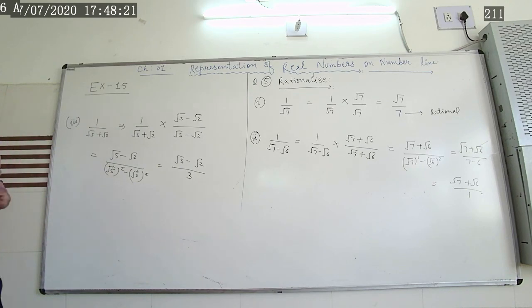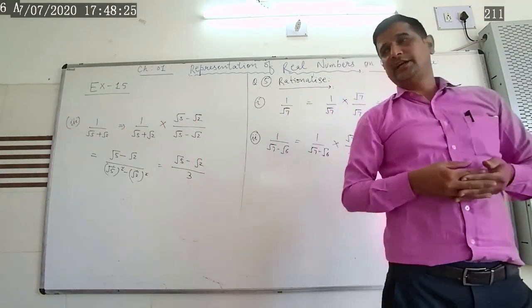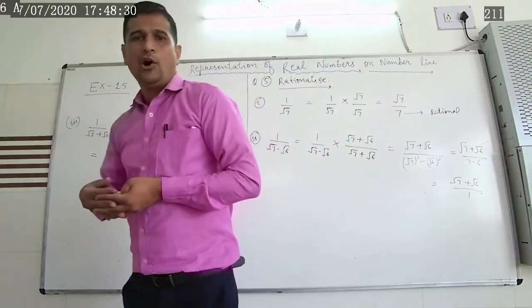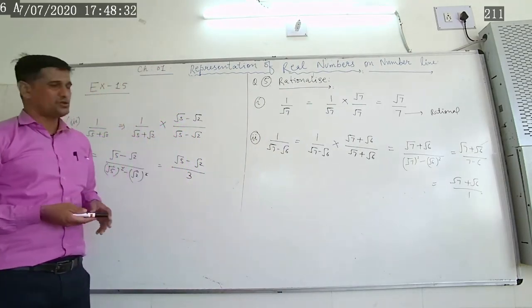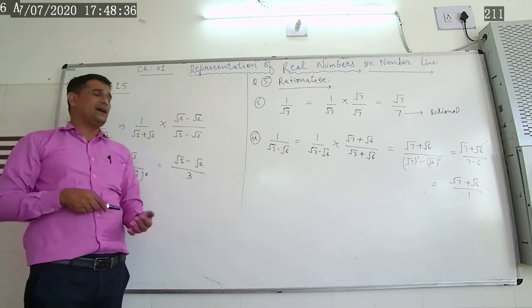So this all was about rationalization. In the next coming class, we will go for the laws of exponents. Then after that we will solve our next exercise, that is 1.6. We will see in the next class.